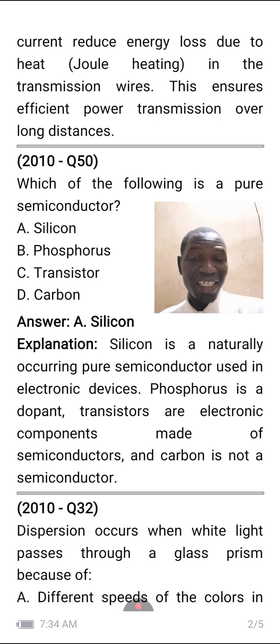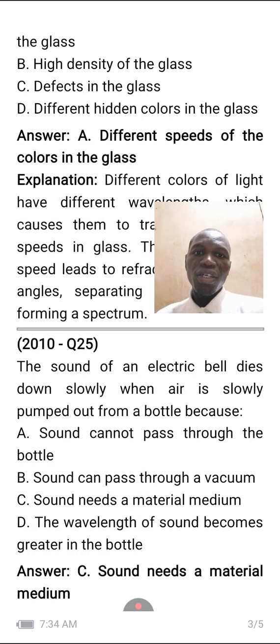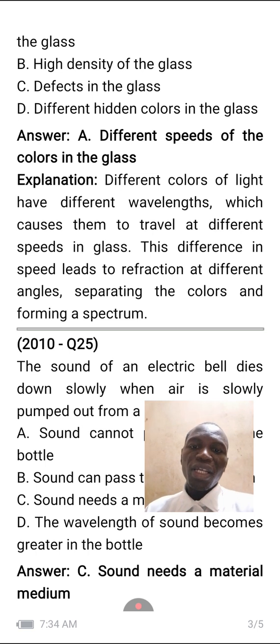Listen to that question. That's the key question that should keep ringing in your mind as we continue now, because that's what defines everything we are going to talk about now. So dispersion occurs when white light passes through a glass prism because A, different speed of colors in the glass, B, high density of the glass, C, defects in the glass, D, different hidden colors in the glass. All right, does glass have colors hidden in it?